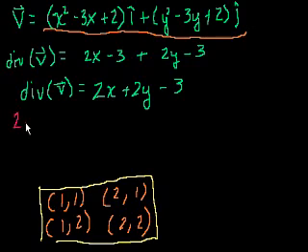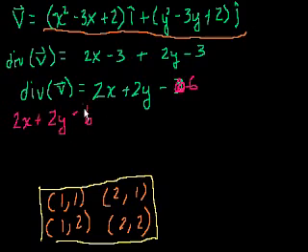So if we set that equal to 0, 2x plus 2y. Oh, sorry, you know what? This is 2x minus 3 plus 2y minus 3. So this is minus 6, right? Minus 3 minus 3, that's minus 6. That's my major flaw, adding and subtracting. Anyway, so the divergence is 2x plus 2y minus 6.